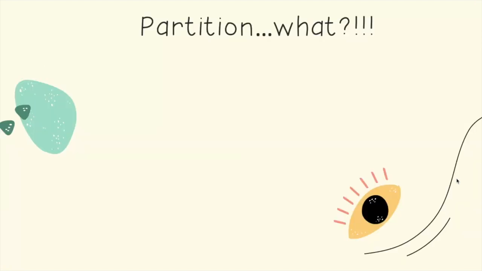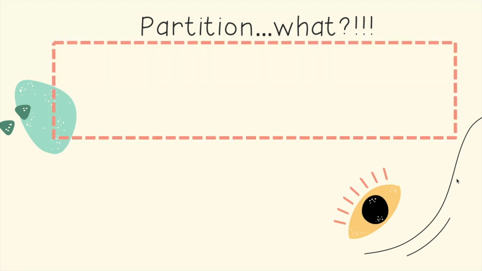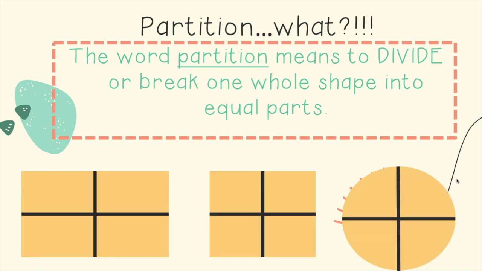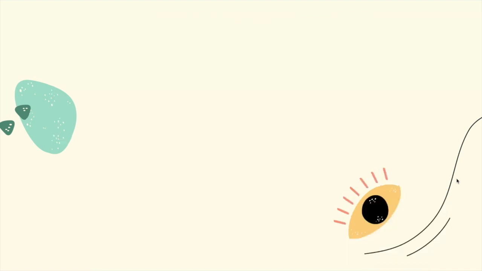Okay, so partition. What? This word means to divide or break one whole shape into equal parts. Partition: to divide or break one whole shape into equal parts. Kind of like this. So here we have a rectangle, a square, and a circle, and we drew lines to break them into equal parts. So we just partitioned our shapes.